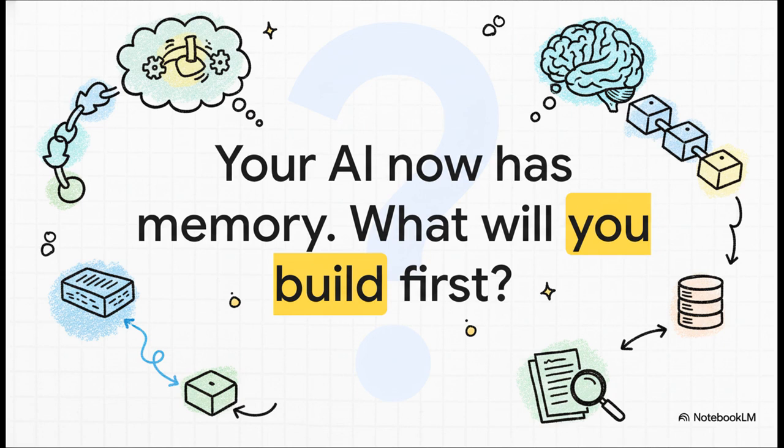Which, of course, leaves us with one last very exciting question. Giving your AI a perfect memory isn't some crazy engineering challenge anymore. It's literally just an API call. So the real question is, what are you going to build first?